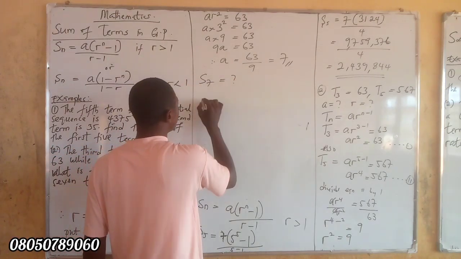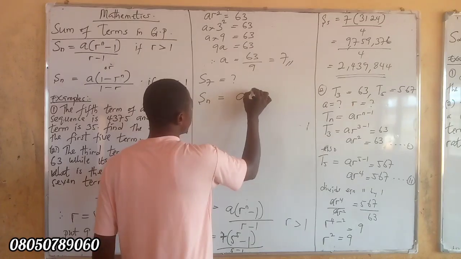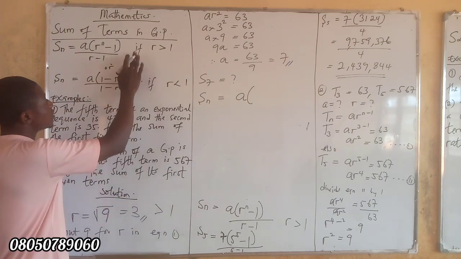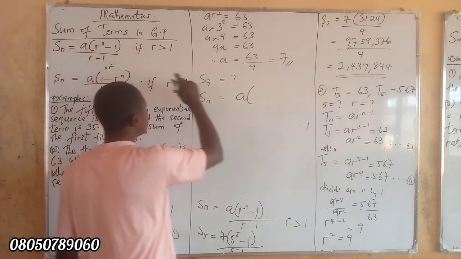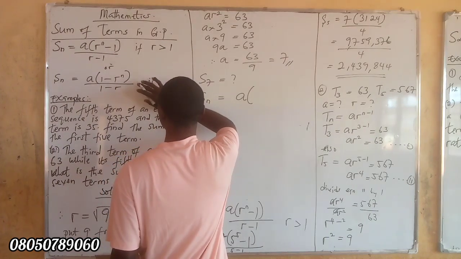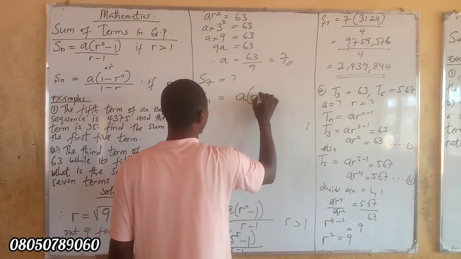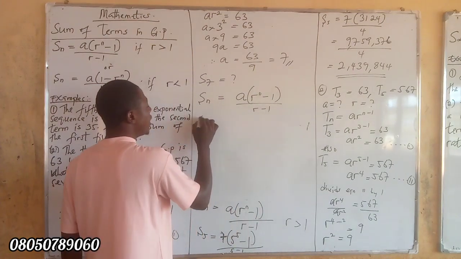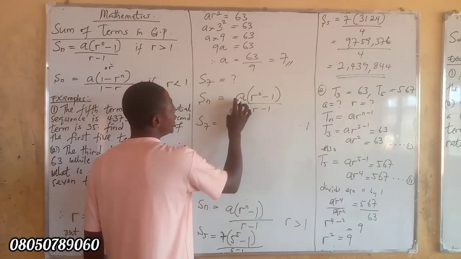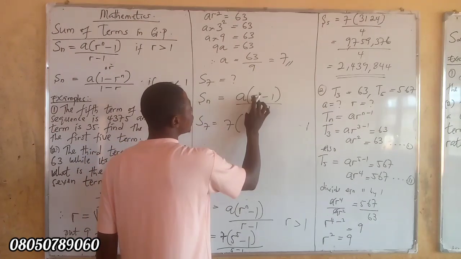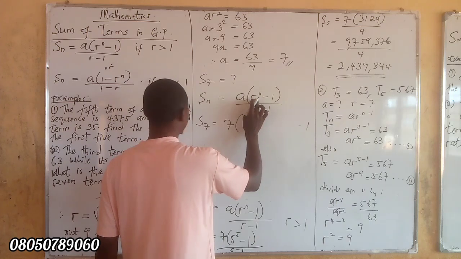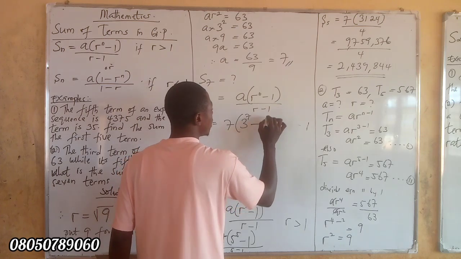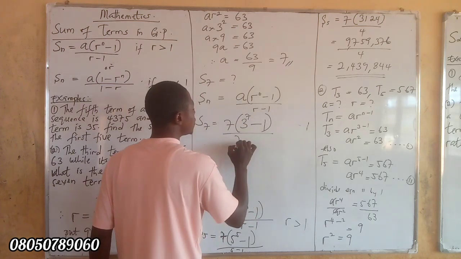So S of n is equal to A into bracket of R raised to the power n minus 1, close your bracket, all over R minus 1. Remember our R is greater than 1, so because it's greater than 1, always take note of that, we are going to be using this. There are cases where R is less than 1, so you use the other formula. So our S of 7 will be equal to 7 into bracket of 3 raised to the power 7 minus 1, close your bracket, all over 3 minus 1.